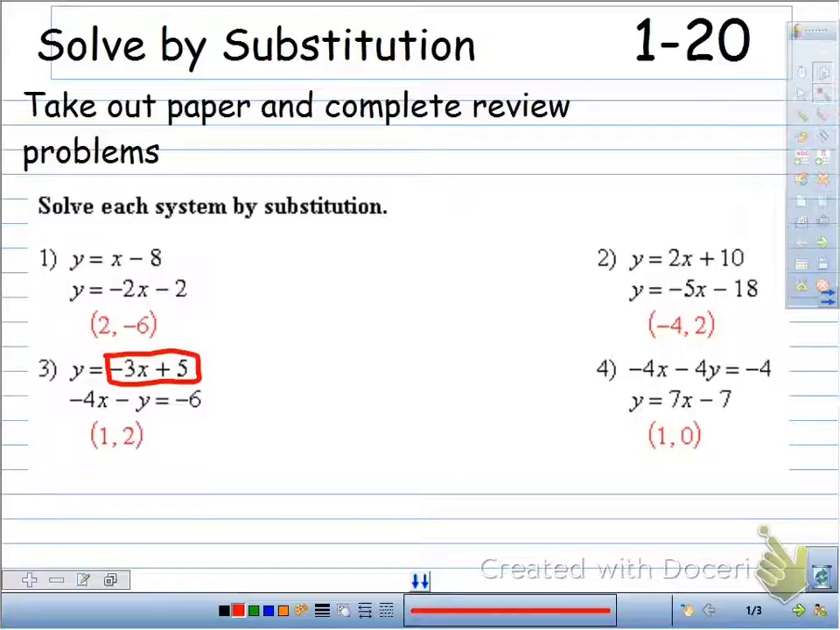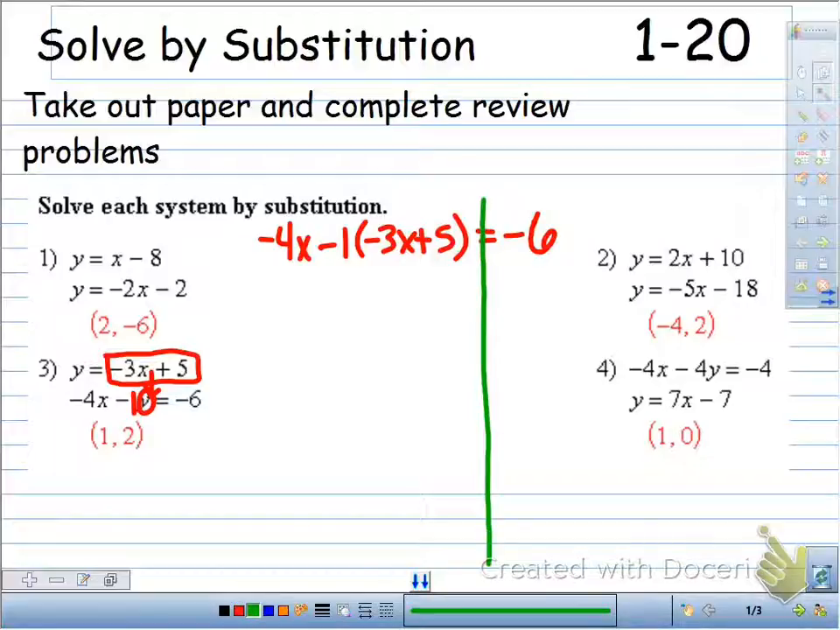So, top one solved. Y equals negative 3x plus 5. Now it says y equals, so I'm going to remove this y and put that in its place. But the thing that's a little tricky is you've got to think about what's in front of this y. And the thing that's in front of this y is actually a negative 1. So when I write my equation, I've got to keep that in mind so that I distribute correctly. So I have negative 4x minus 1, and then in parentheses, my negative 3x plus 5 equals negative 6. A lot of times people forget to consider that negative 1, and then they don't end up distributing in the right way.